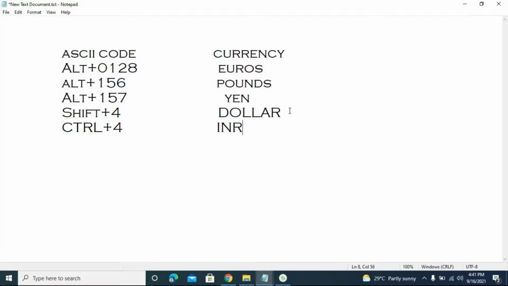I've given the ASCII codes again so that you can brief up on what the ASCII codes or ASCII values are for the creation of these currencies in Tally. And the rest I've already explained to you. So this is the ASCII codes or the values for the creation of various currencies in the Tally software.